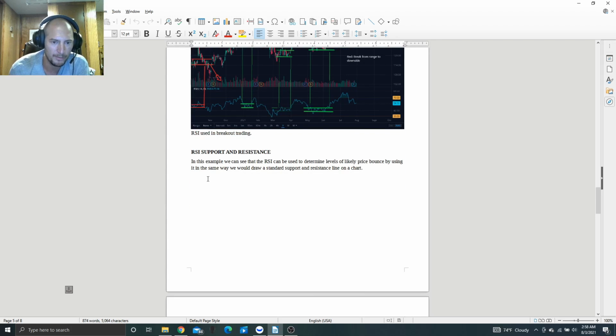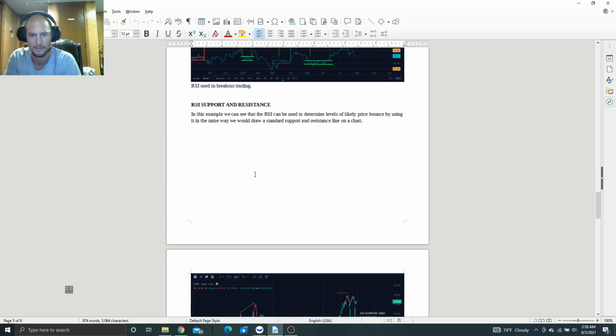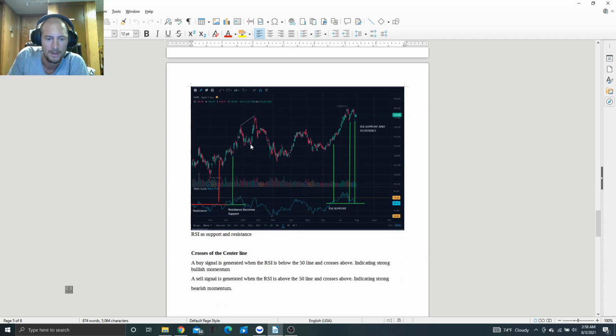RSI as support and resistance. In this example, we can see the RSI can be used to determine levels of likely price bounces by using it in the same way we draw a standard support and resistance line on a chart, only this time we would draw them on our RSI. So here you can see RSI is a resistance, and then it starts bouncing off of these levels of support.